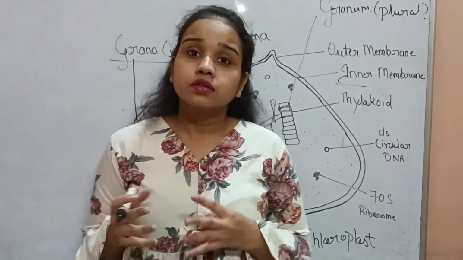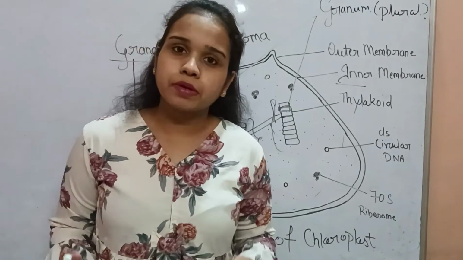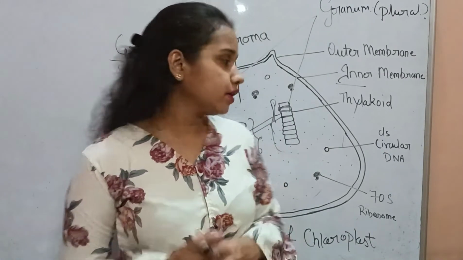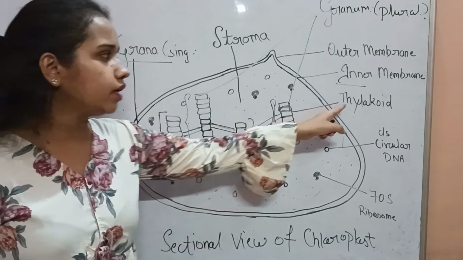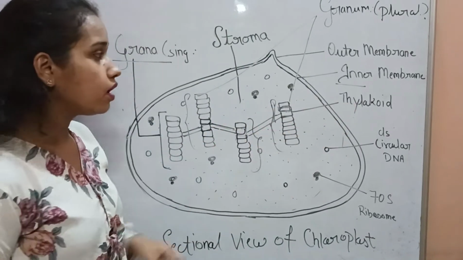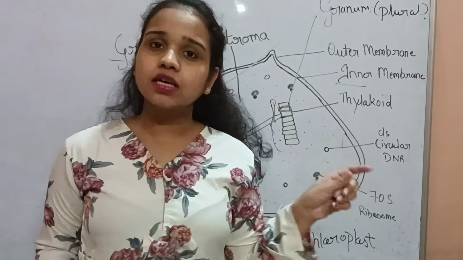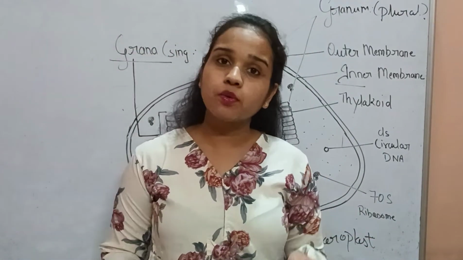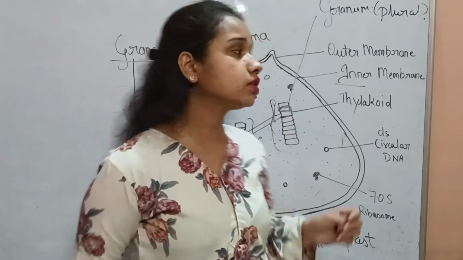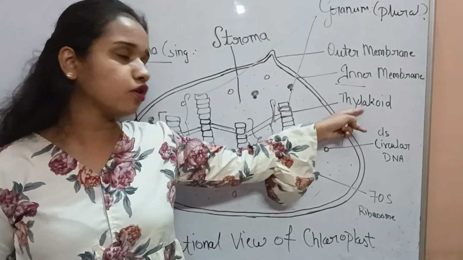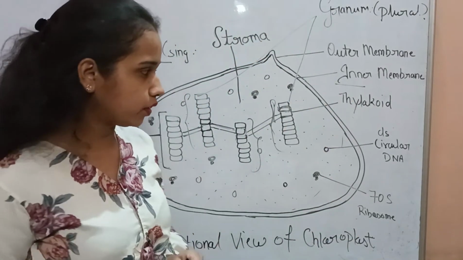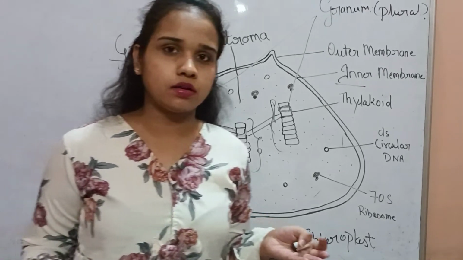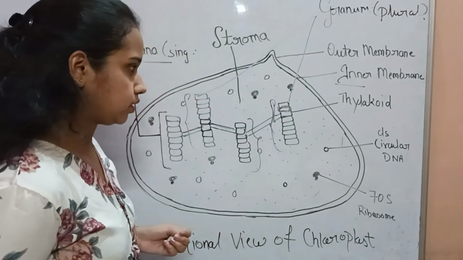So the main photosynthetic pigment, that is chlorophyll, is generally present in the thylakoid membrane. Thylakoid is a single membranaceous structure and the chlorophyll which is required for the process of photosynthesis is present in the membrane of thylakoid, which is very vital for the autotrophic plants.